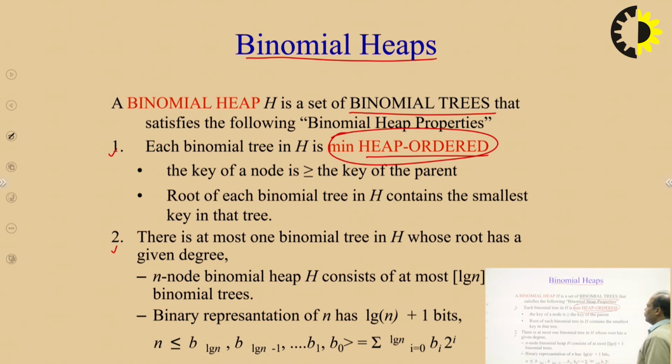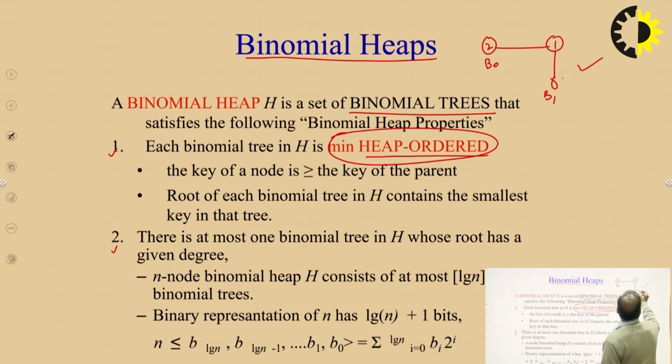Second point, there is at most one binomial tree in H whose root has a given degree. So you cannot have more than one binomial tree of degree k. See this: this is B0, this is B1. This is a collection, so this is B0, this is B1. Now this is a binomial heap, and let's say 2, then 1, and then this is 6.